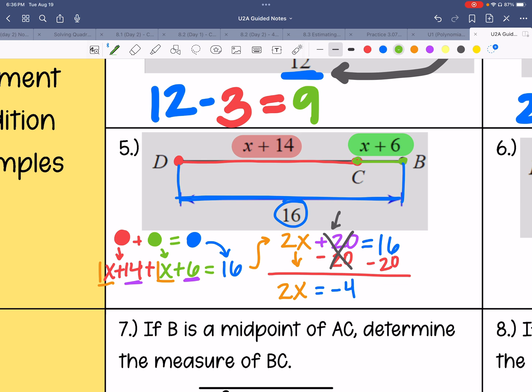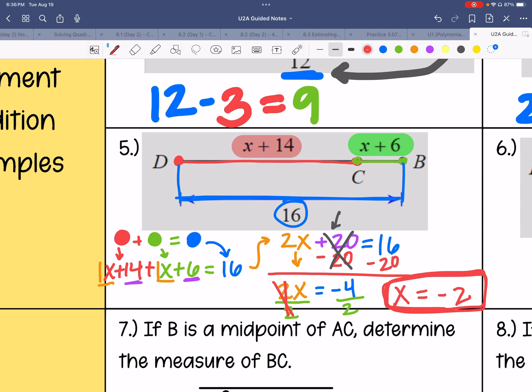Now, our last step to get x by itself is we need to divide by the coefficient of x. So in this case, that is a 2. And again, whatever we do to the left side of our equation, we have to do to the right. So we also divide the right side by 2. So these are going to cancel out because they equal 1. So we have 1x equals negative 4 divided by 2 is negative 2. So that would be our final answer for the value of x.